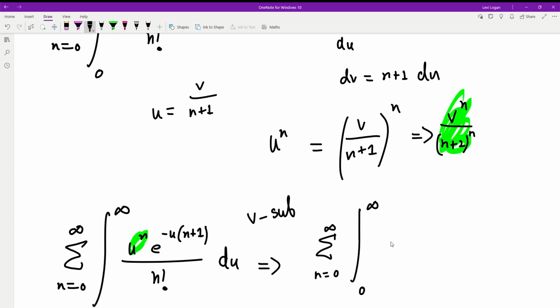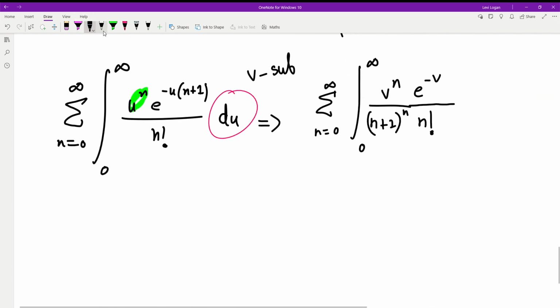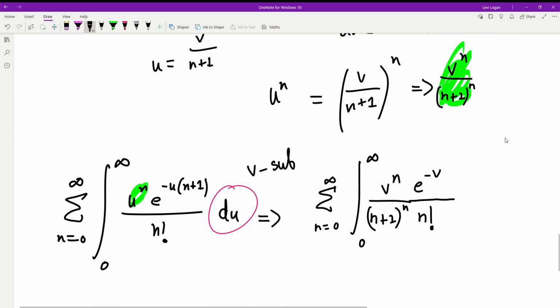So what we're going to have is v on (n plus 1) to the n, times still by, there's going to be an n factorial down here. Extend that fraction, sorry. I can replace this with e to the negative v, and then dv, I need to make du the subject. So du is going to be dv on n plus 1. So I can replace this guy with this guy. So I'll have dv on n plus 1.